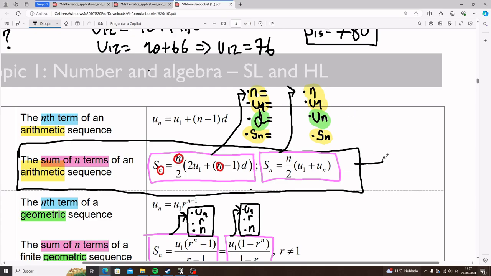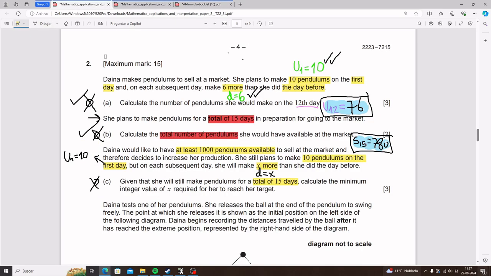Because you're going to be using a sum formula. We're still talking about sum. We're still talking about an arithmetic sequence. So all good in that sense. But what you need to establish is, okay, do you have U1? Do you have N? Do you have D? Do you have UN? Do you have U1? Like, what's happening? So on the one hand, they want you to find the minimum integer value for X.